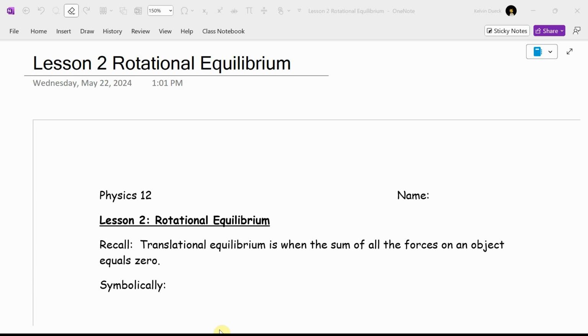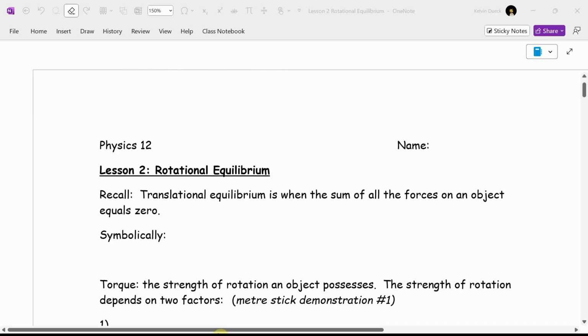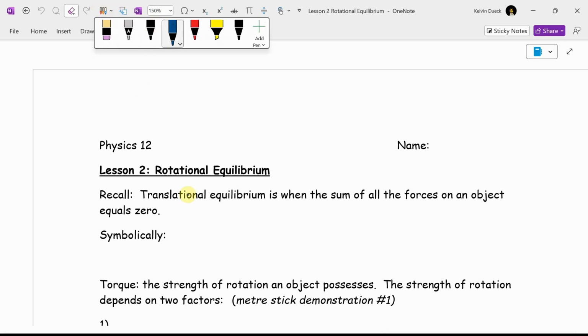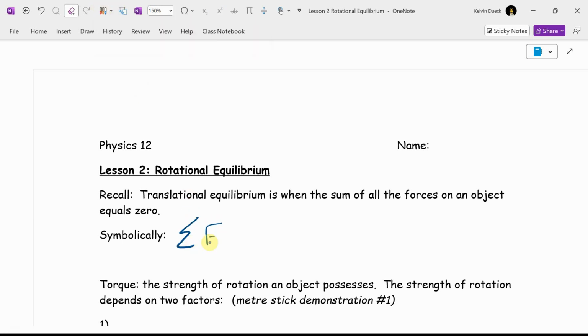Let's talk about rotational equilibrium. First of all, translational equilibrium we looked at last day. That's when the sum of all the forces on an object equals zero. If I write it mathematically, it was the sum of all the forces equals zero.